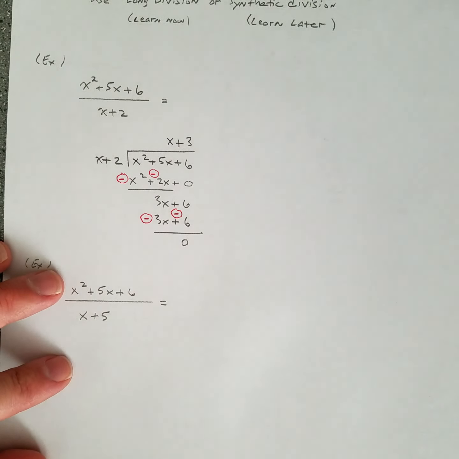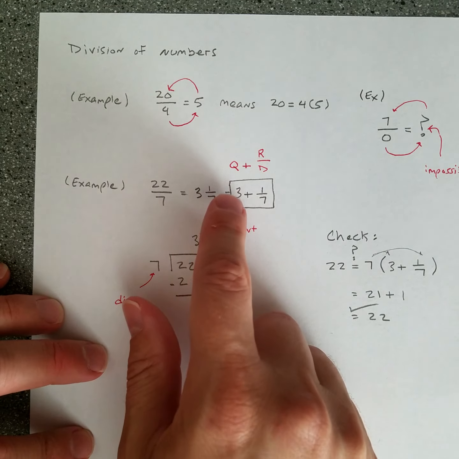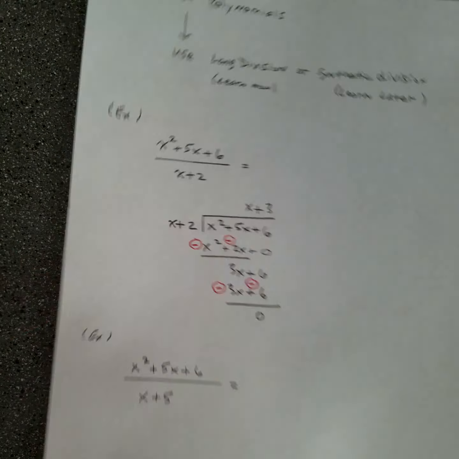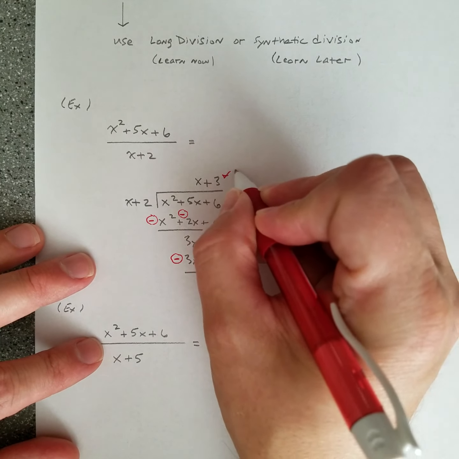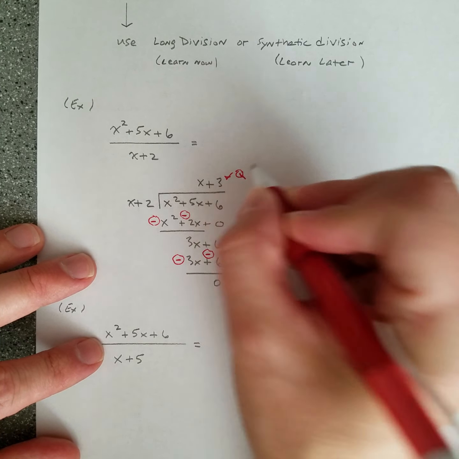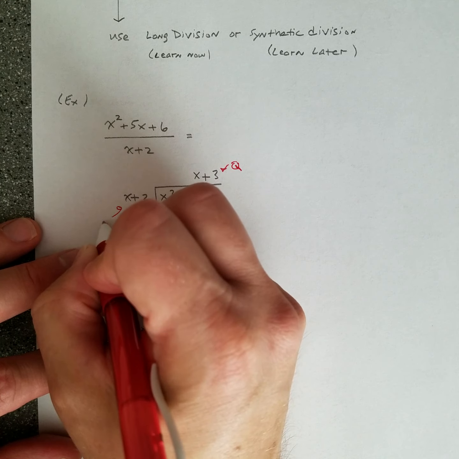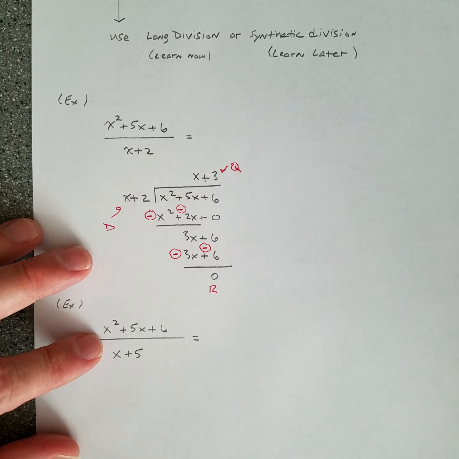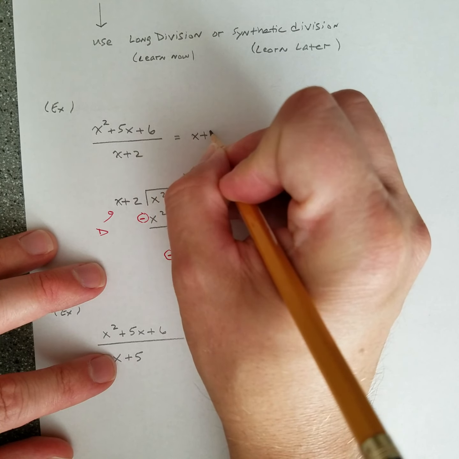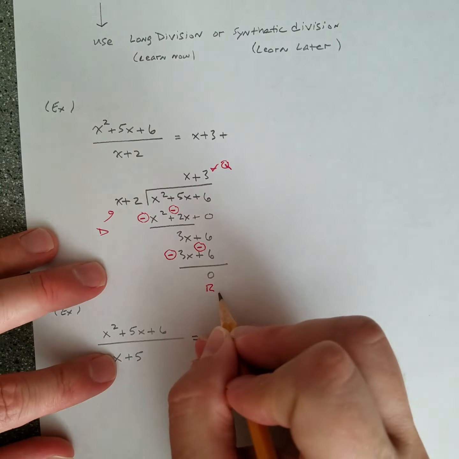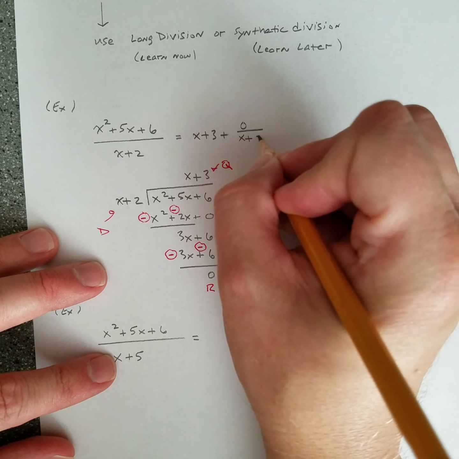Now, no matter what, whether you divide numbers or you divide polynomials, the answer is the quotient, Q for the quotient, plus the remainder over the divisor. So in keeping with that, you'd say the answer is x plus 3 plus 0, the remainder, over x plus 2.